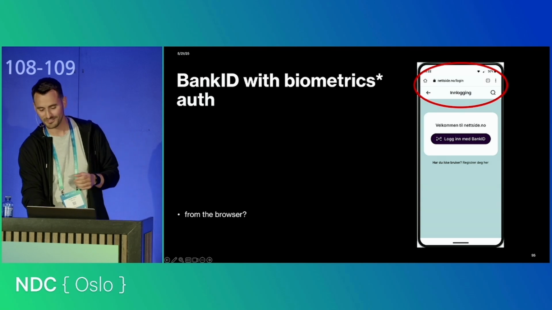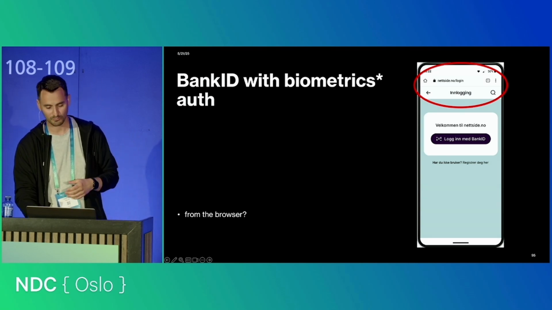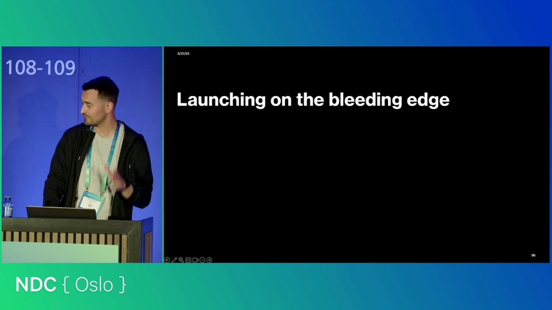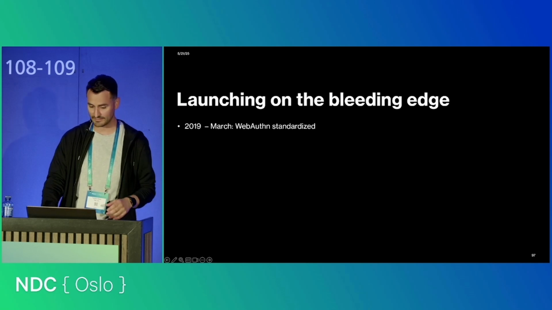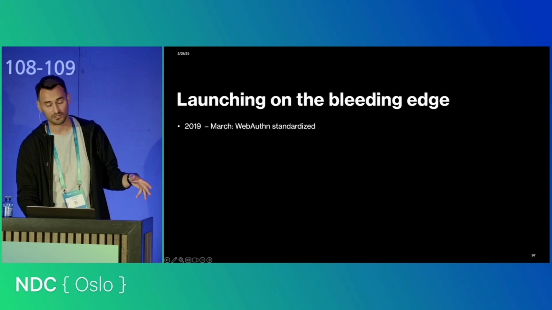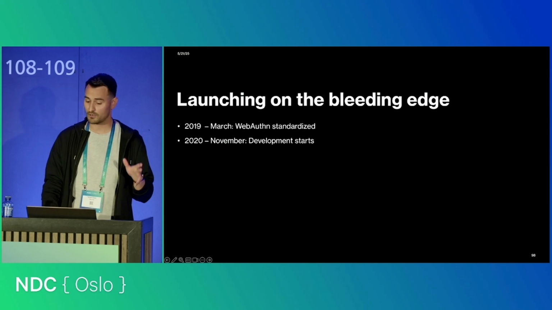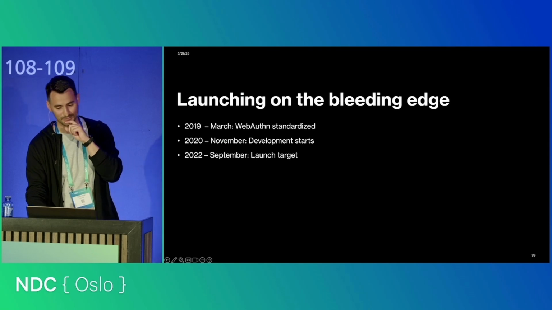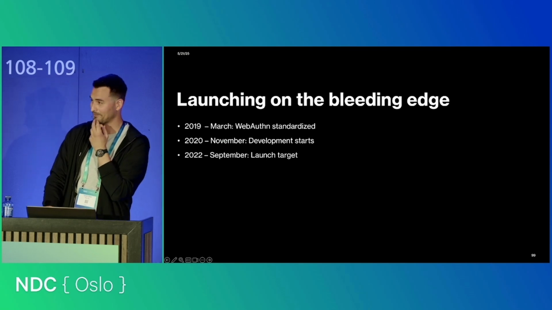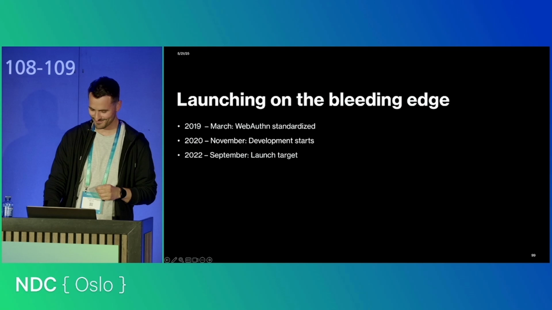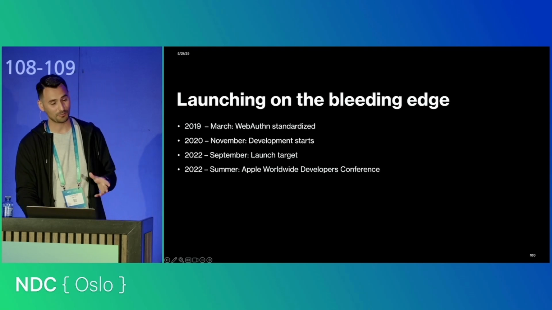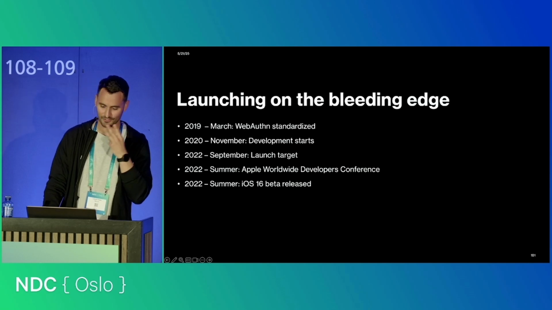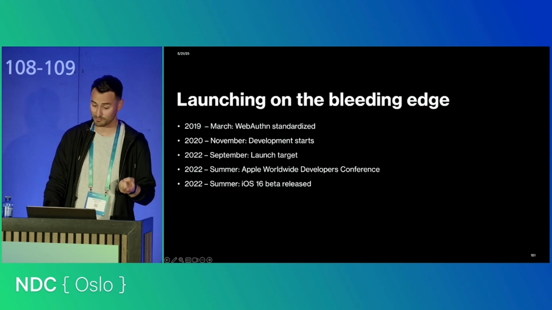This isn't only a story about what standards bodies can achieve when working together, it is also a drama. As I mentioned, WebAuthn became an official W3C spec in 2019. Development of BankID with biometrics started in November 2020. We set our launch target as September 2022. But in the summer of 2022, two weeks before our launch, Apple held their Worldwide Developers Conference. During that conference, Apple dropped a beta release of iOS 16, which introduced two changes relevant to us, one of which turned out to be very important.